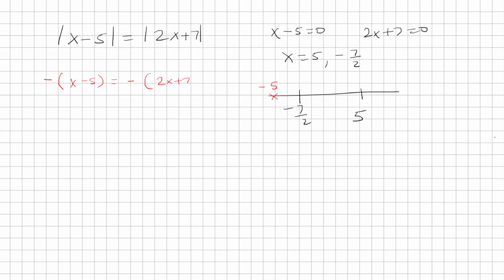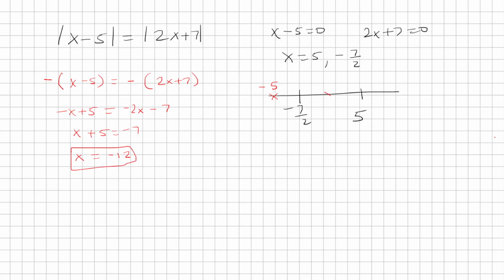Now I'll distribute the negative. And then we'll add 2x to both sides. Subtract by 7 to get x is negative 12. Now you want to make sure negative 12 is in this interval over here. And in fact it is, because negative 12 is less than negative 7/2. So this is going to be one of the answers.